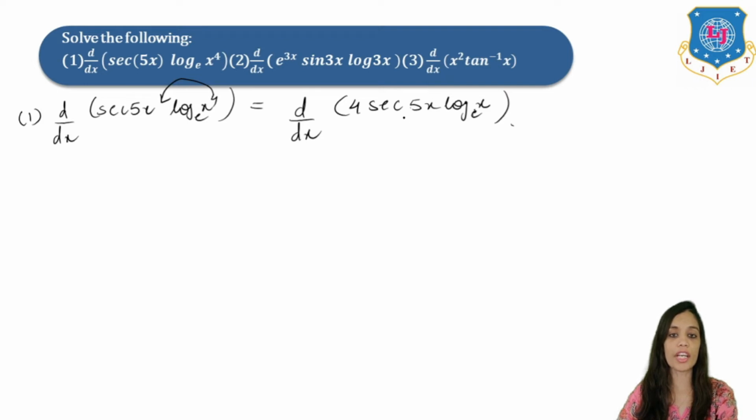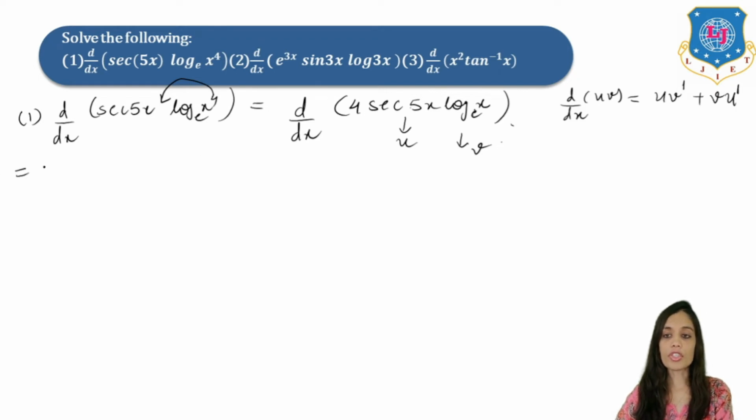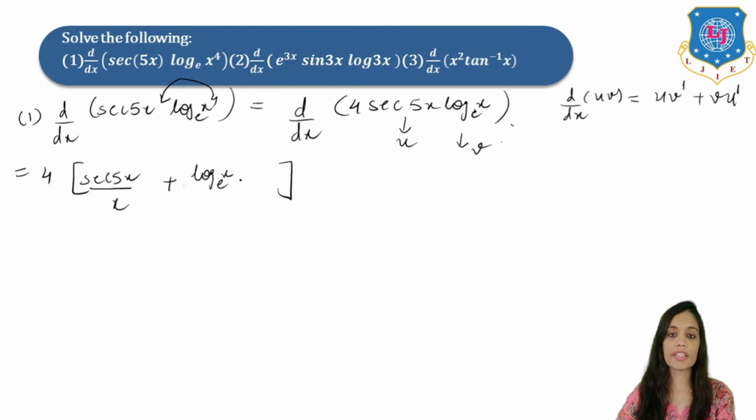We have two functions, right? So this is u, this is v. And what is the u into v rule of derivatives? You have to keep u as it is to the derivative of v plus keep v as it is to the derivative of u. So firstly this 4 we have to keep as it is. Keep sec 5x as it is. Derivative of log x will be 1 upon x plus keep this log x to the base e as it is.